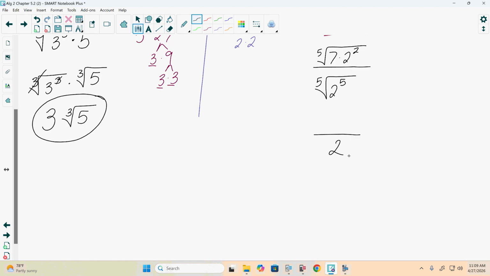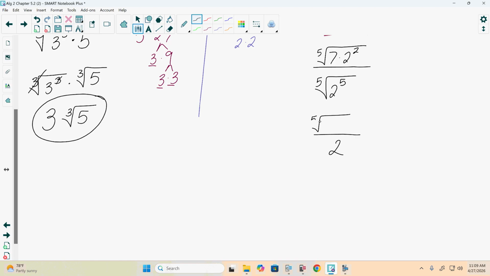Now we just need to make sure that numerator does not simplify. And the only way it would is if 7 had factors of 2. Is 2 a factor of 7? No, 7's prime, yes? So there's no way that we have a fifth root that we can take out of those factors.